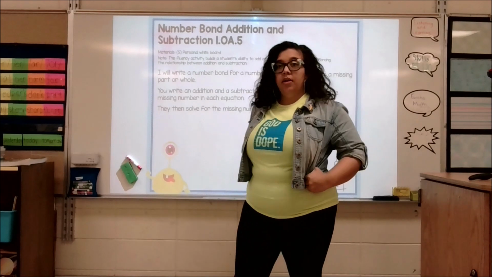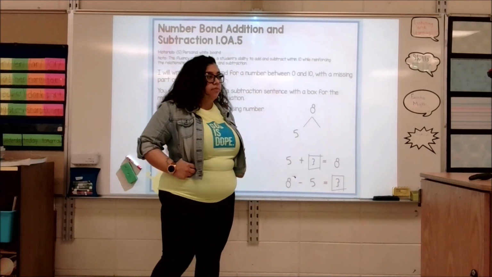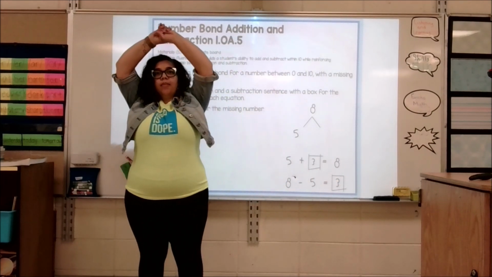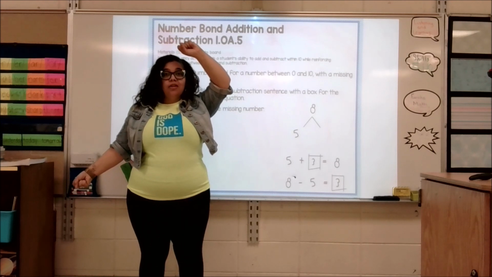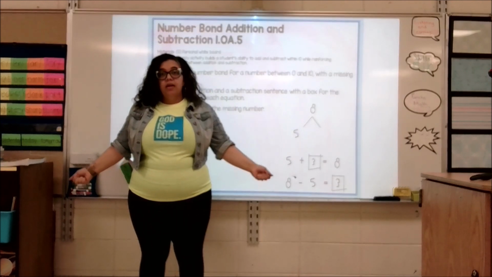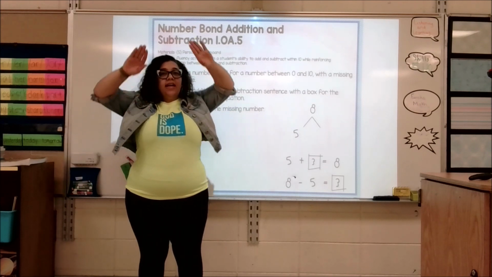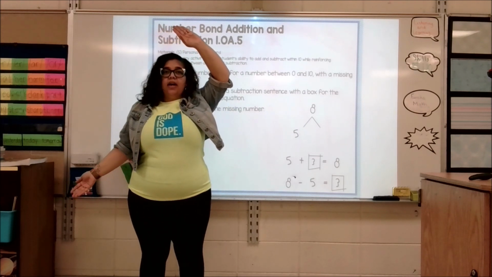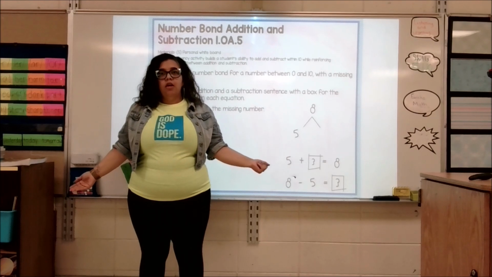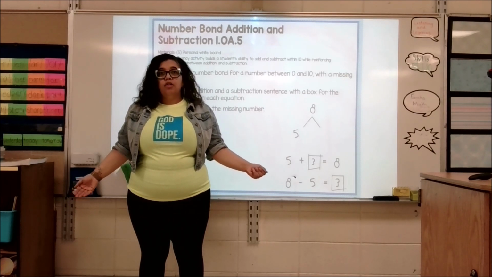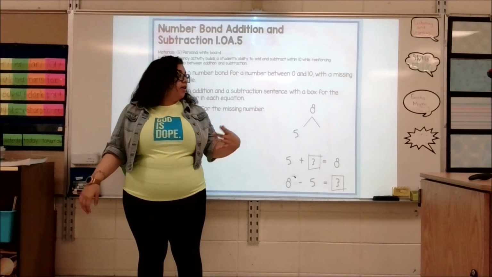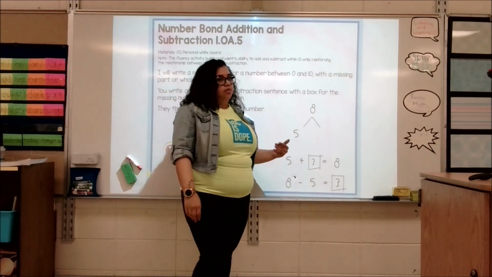So I'm going to give you a number between 0 and 10, and I'm going to tell you the whole, and I'm going to give you a part. You're then going to tell me what's the missing part, followed by an addition and subtraction sentence to match. So for example, if I gave 8, 5, you would tell me 3. Good. So then 5 plus 3 is equal to 8, and 8 minus 5 is equal to 3.